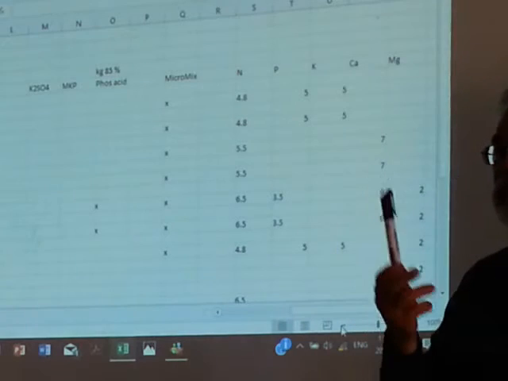Calcium is given. Sometimes I'm wondering, is it needed or not? We only need the calcium actually for an easy plant available nitrogen form, which is the nitrate form.